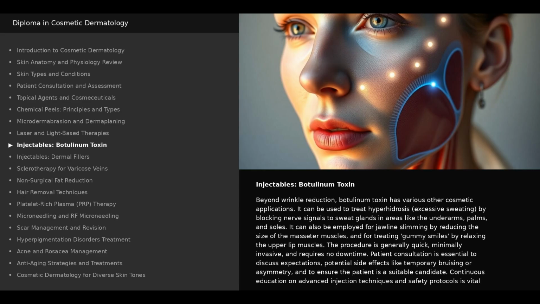Patient consultation is essential to discuss expectations, potential side effects like temporary bruising or asymmetry, and to ensure the patient is a suitable candidate. Continuous education on advanced injection techniques and safety protocols is vital for practitioners.